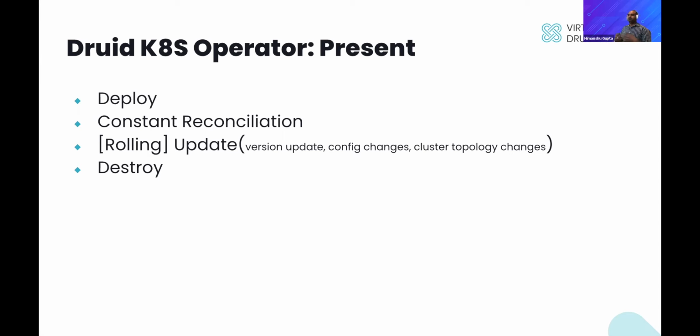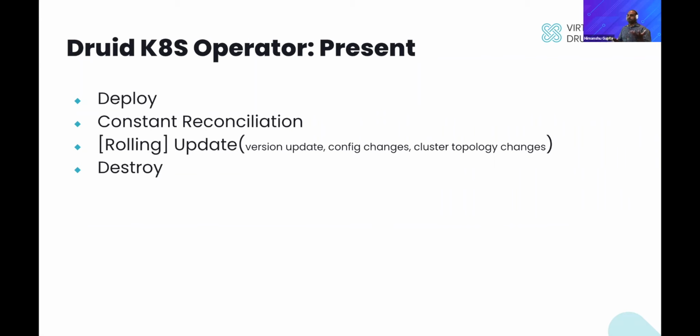It can also manage rolling updates. For example, if you want to change the Druid version or make any config changes, or you want to make any cluster topology changes, that is, you want to increase the number of historicals, or add a cold tier of historicals and a hot tier of historicals and things like that, you can just change the spec and the operator can automatically do a rolling update of the whole cluster to change the Druid cluster.